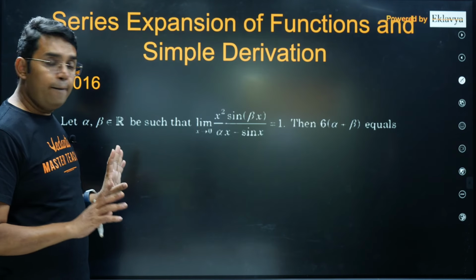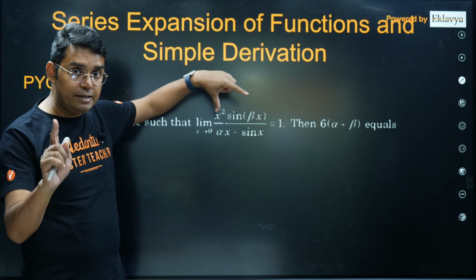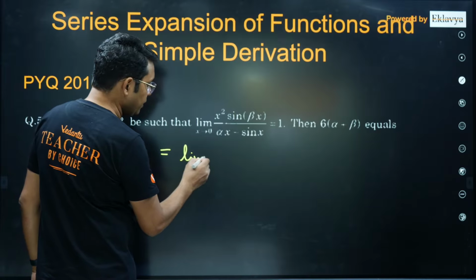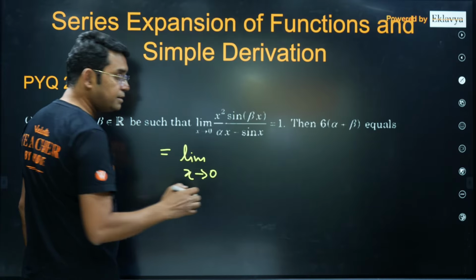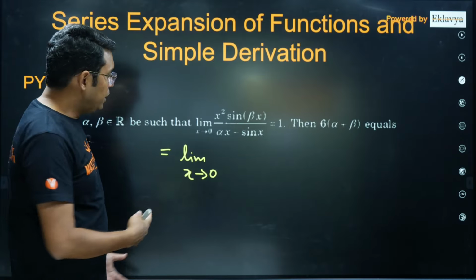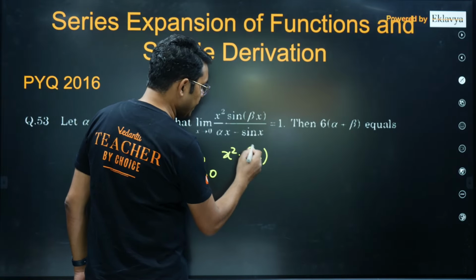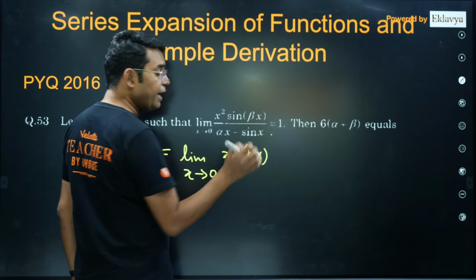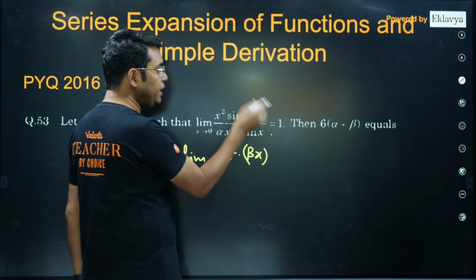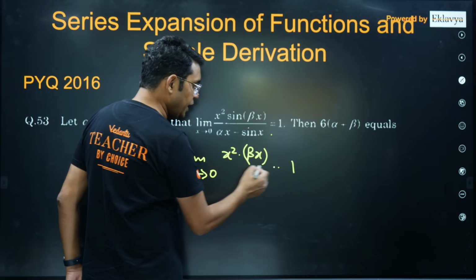Even though I am talking about expansion, please listen carefully: the numerator should not be handled by very complicated methods like expansion or the LH rule. Nothing is required. You just need to write it as x square into beta x, because if you divide by beta x in the denominator and multiply by beta x in the numerator, sine beta x upon beta x will give you 1, and you can write that as 1 in between also.